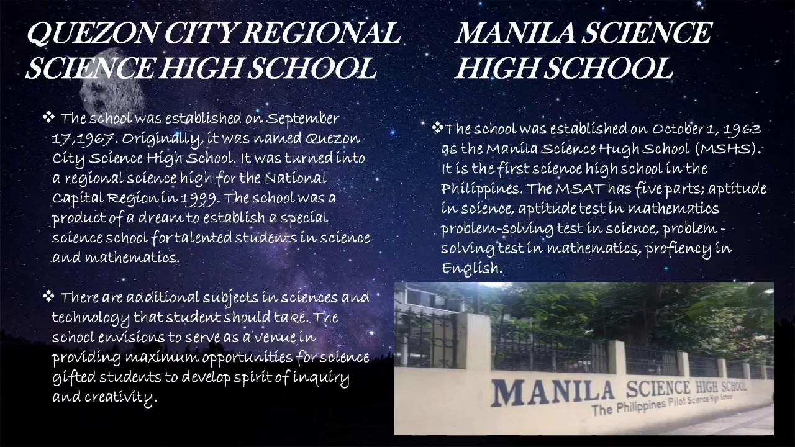Quezon City Regional Science High School. The school was established on September 17, 1967. Originally, it was named Quezon City Science High School. It was turned into a regional science high school for the National Capital Region in 1999. The school was a product of DREAM to establish a special science school for talented students in science and mathematics.